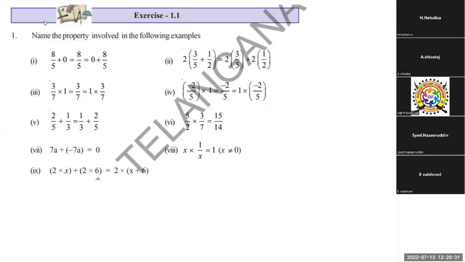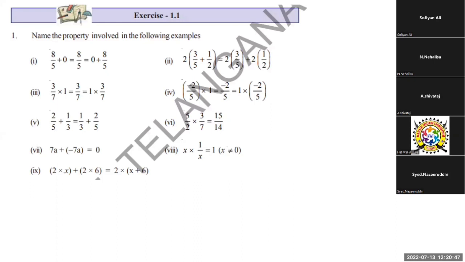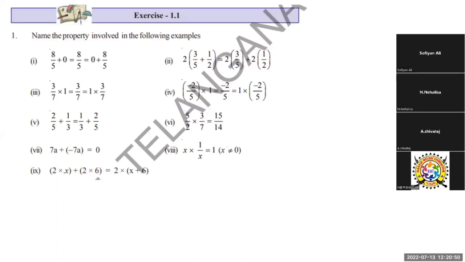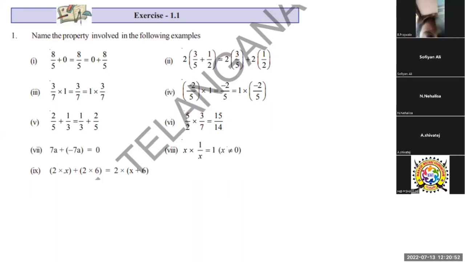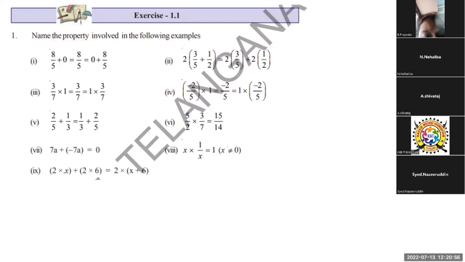So now let us open the textbooks, everyone. If you have textbooks, or else you can clearly identify the question over here. One by one, you can raise your hand so that I can unmute you one by one, so that we will complete it. Okay. So what is the question? Name the property involved in the following examples. I'll give one option at a time. Later you can mute again.